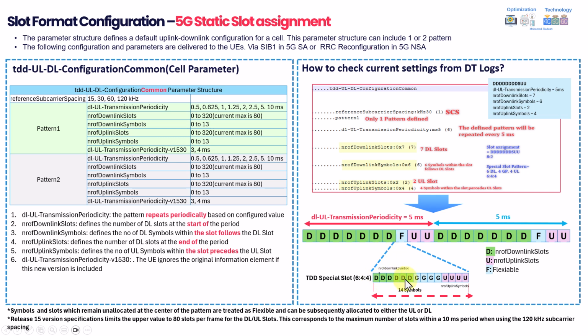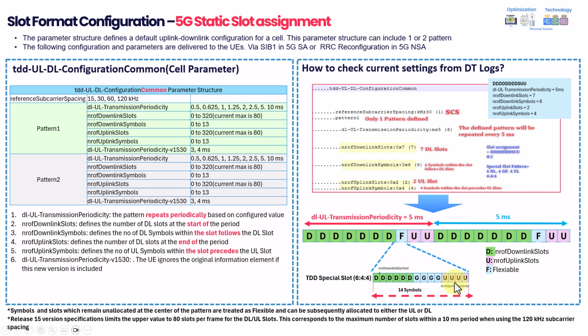Now going to the uplink, for example, you are giving 2, as mentioned here. This one starts from the end. So you need to go to the end of the transmission periodicity, for example, at the end of 5 milliseconds, and start counting 2. So it will be here as 2 for uplink. And again, you will have the uplink symbols as well. As defined here, uplink symbols defines the number of uplink symbols within the slot that precedes the uplink slots. For example, this one precedes the uplink slots, right?